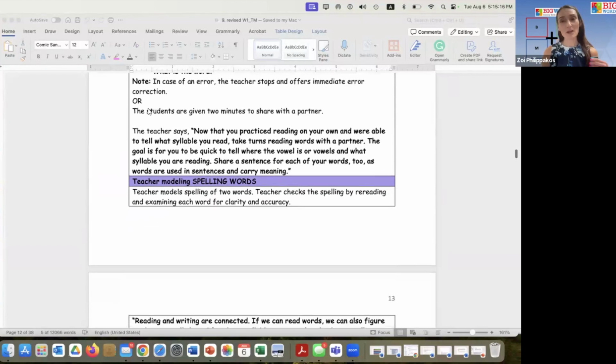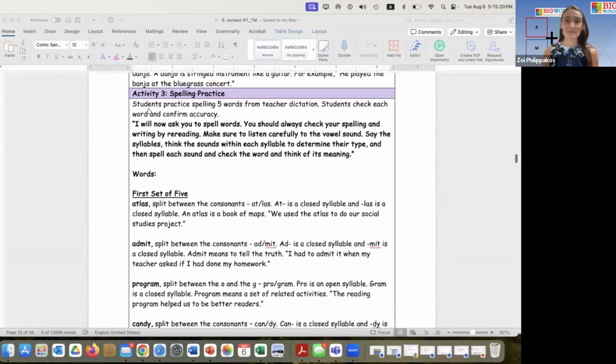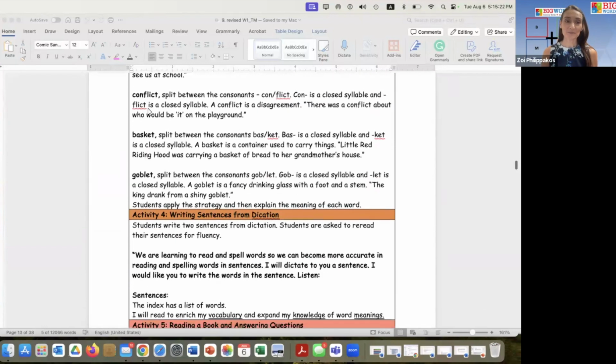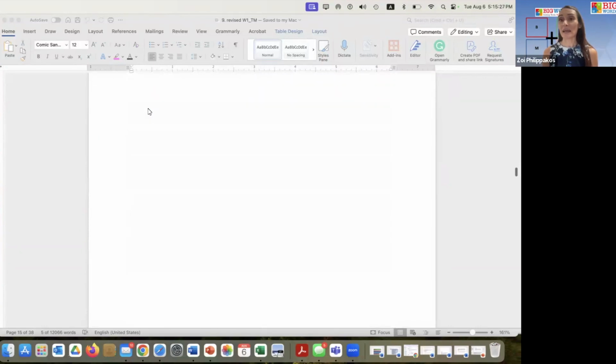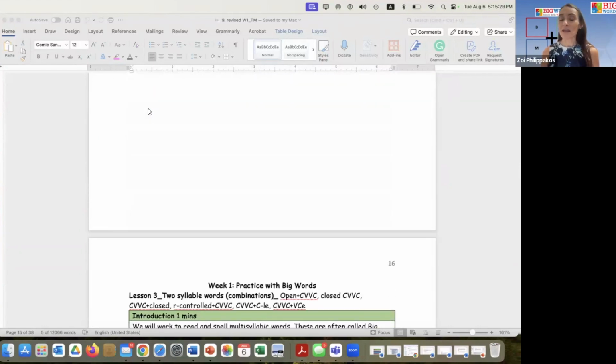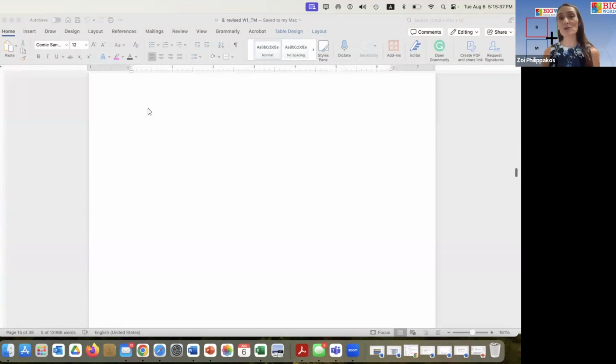Teacher modeling spelling of the words. Students practice spelling. Writing sentences, reading of a book. And so on. The process will be the same across all the lessons. So that's how you can see that we try to be consistent both with the language as well as with the structure. That way, students do not need to stress about what is coming, and they will not need to worry about what they are expected to do.